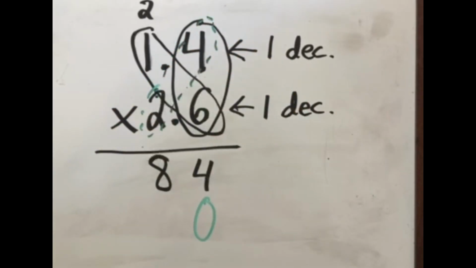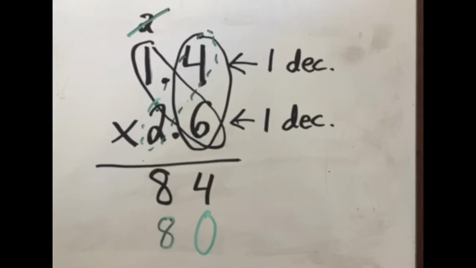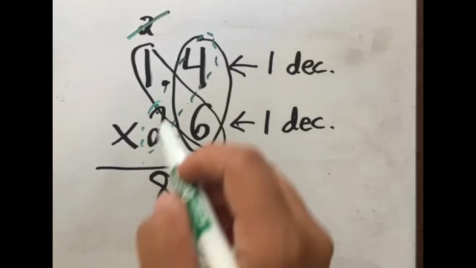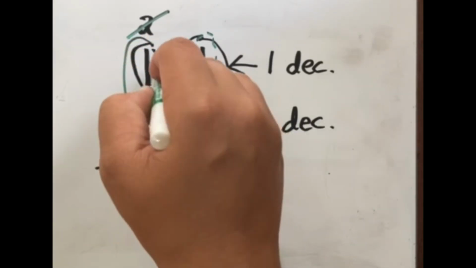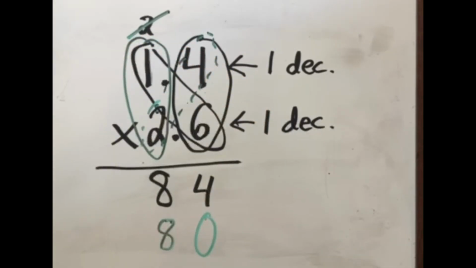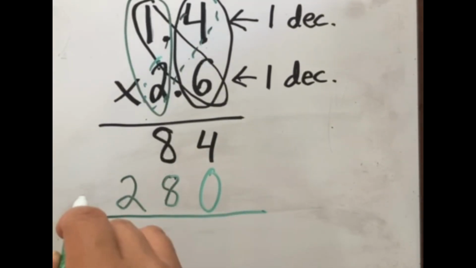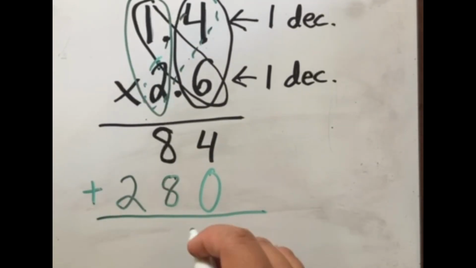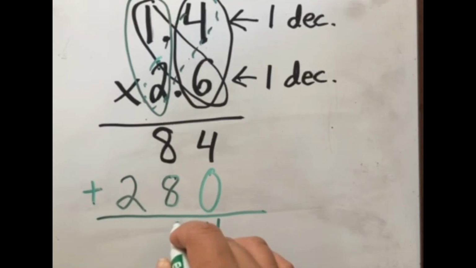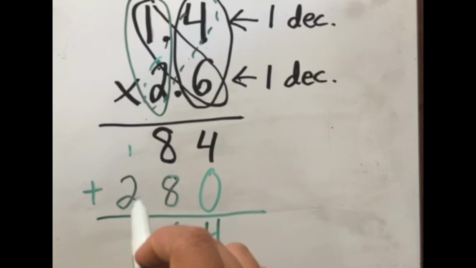2 times 4 is going to be 8. And then we're done with the 2 because that was from the last row. So now we're just dealing with 1 times 2, which would be 2. So we're going to write down 2. Now we're going to add everything together. So 4 plus 0 is 4. 8 plus 8 is 16. Carry the 1. 2 plus 1 is 3.